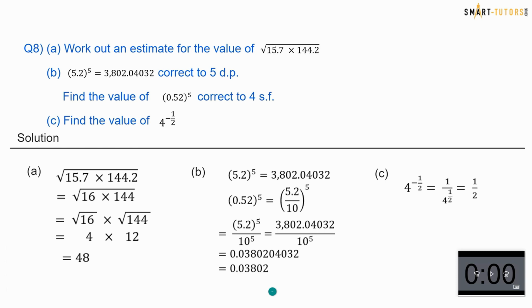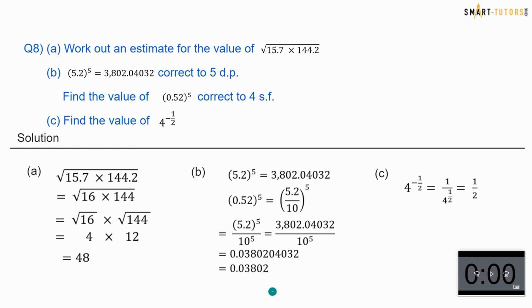144.2 is nearly equal to 144. The reason why I approximate that way is because I know 16 and 144 are square numbers. When you take the square root, they can be simplified to an integer. So square root of 16 times square root of 144 can be written separately as square root of 16 times square root of 144. Square root of 16 is 4, times square root of 144 is 12. 12 times 4 is 48.